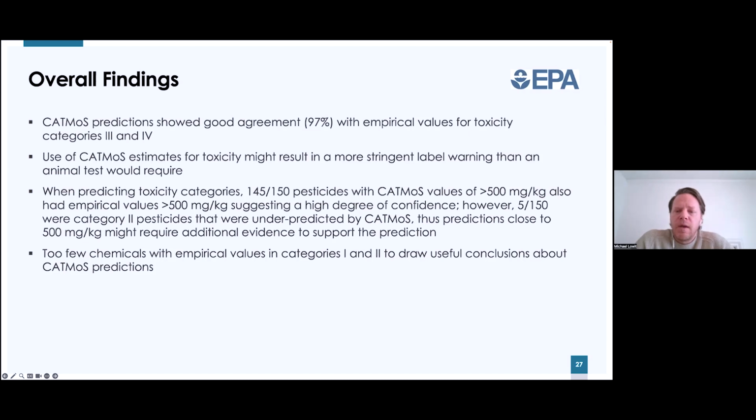Finally, we had too few chemicals in category 1 or 2 to draw useful conclusions, and it's important to note that EPA would want greater confidence in the accuracy of the LD50 values for those types of chemicals, making it less likely that waivers would be granted anyways.